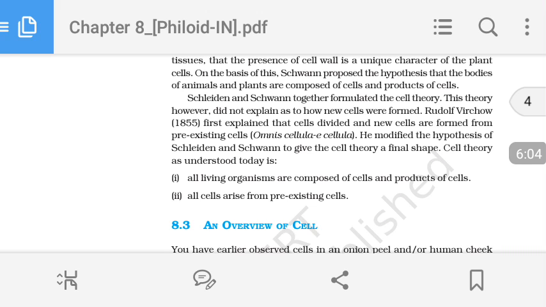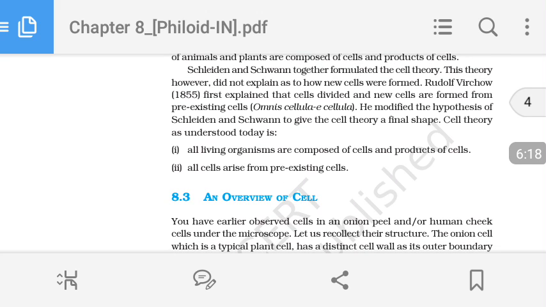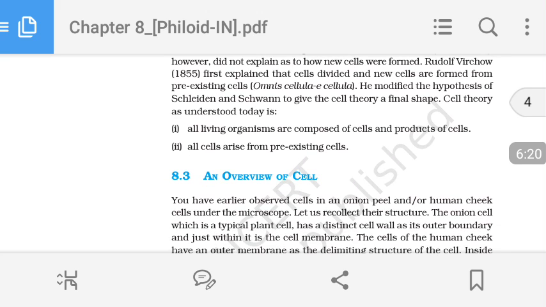This cell division is given by Rudolf Virchow. Then he modified the hypothesis of Schleiden and Schwann to give the cell theory a final shape. So cell theory understood today is: all living organisms are composed of cells and cell products, and all cells arise from pre-existing cells.